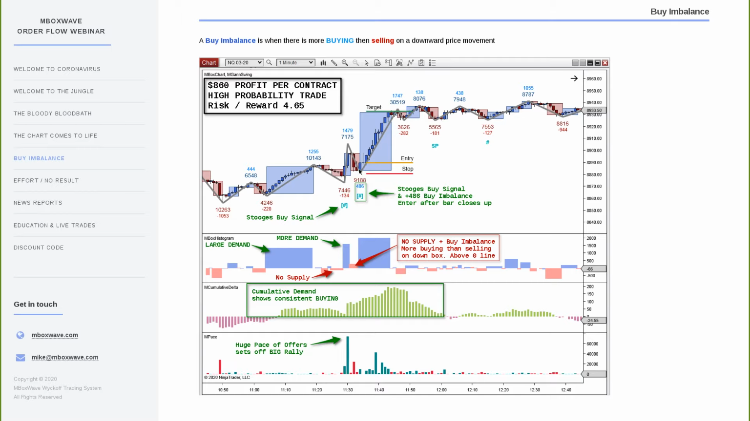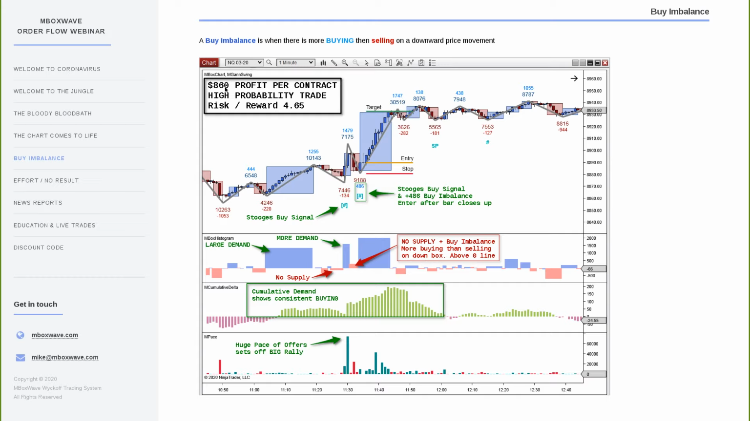So we get in after this signal and buy imbalance. Here's our entry. It's a bar after this signal. We put a stop below the swing, and we set our target. Well, we just ride it out until price goes against us. There are different strategies. I remember this trade, I rode it out until price went against me, and that was a huge profit. That was a huge day.